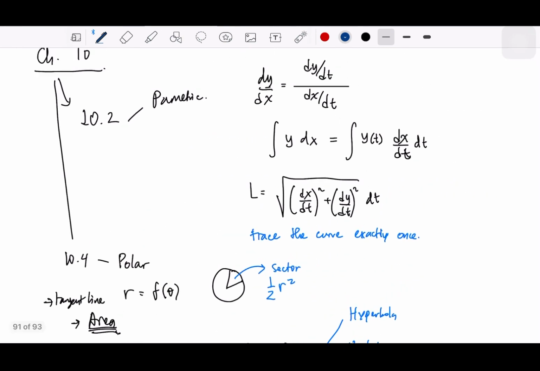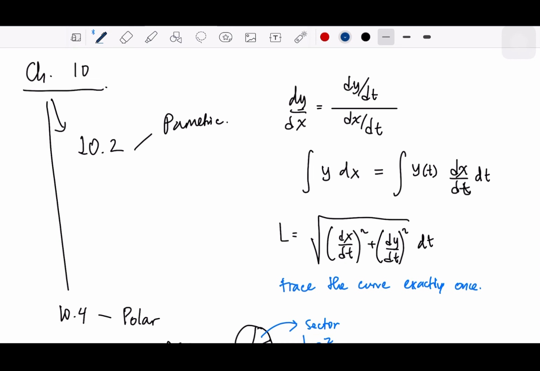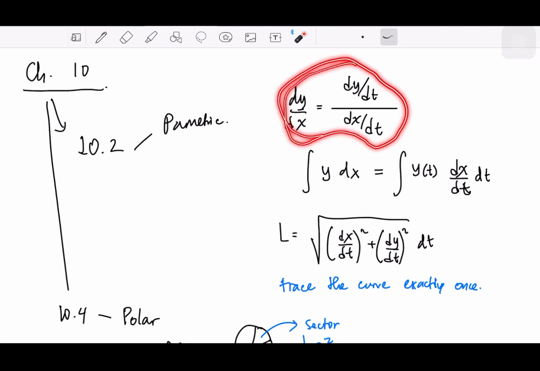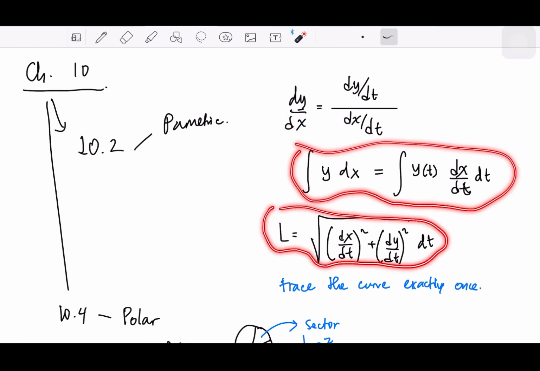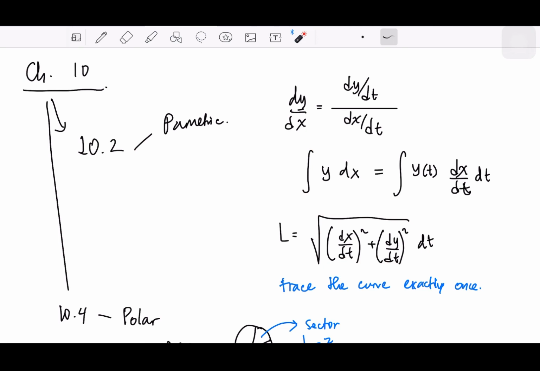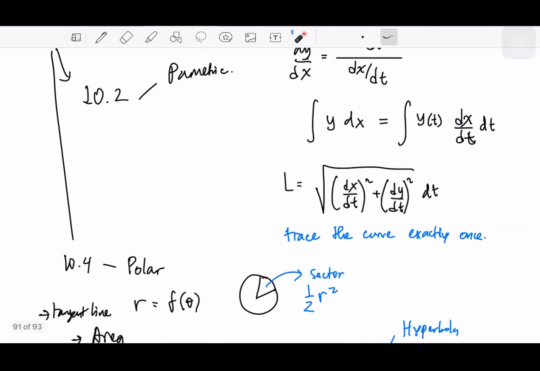Let's start with just reviewing what we need to emphasize on chapter 10 and 11. So let's first start with chapter 10. What I would like to emphasize is we go directly to 10.2, which is the parametric one. At least you need to understand how to get the dy dx, the tangent, the area, and the arc length. There will be some questions related to this, maybe 1 or 2, not all 3, or maybe combinations.